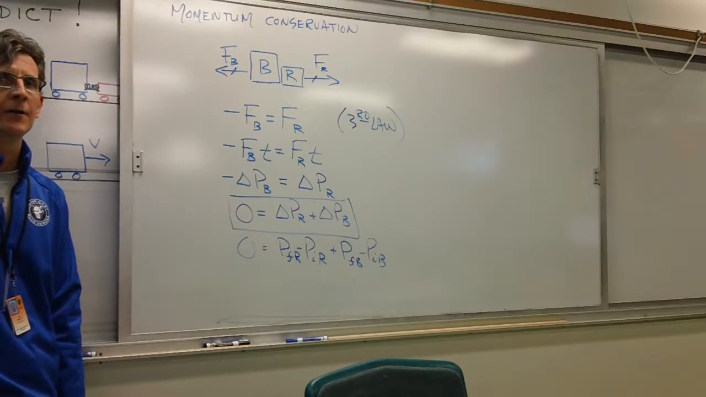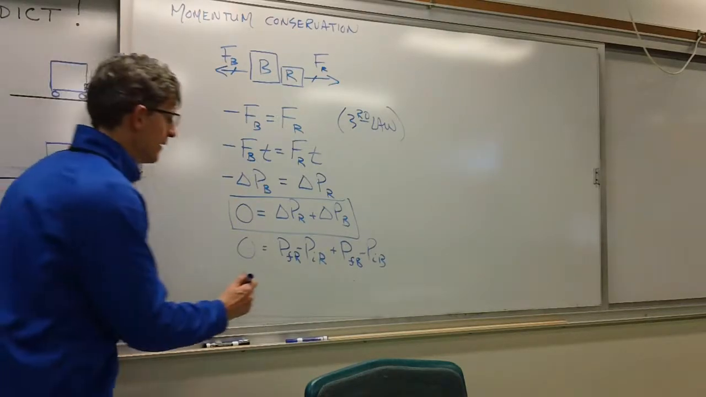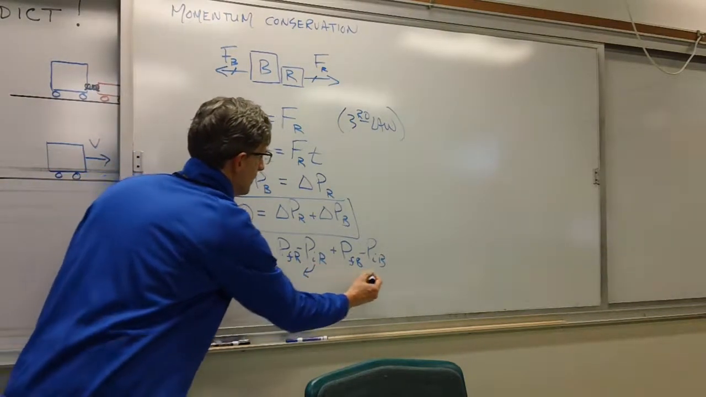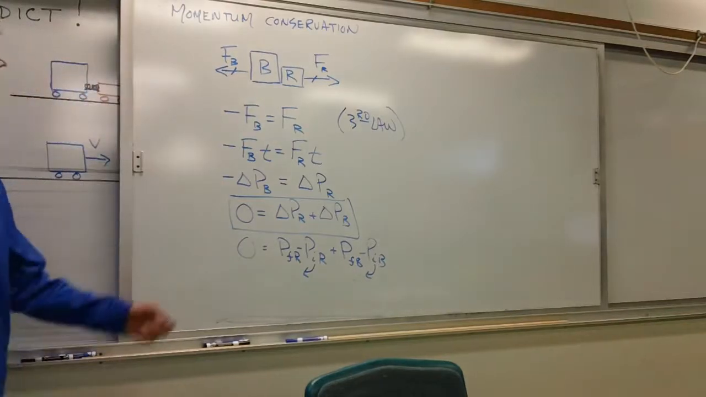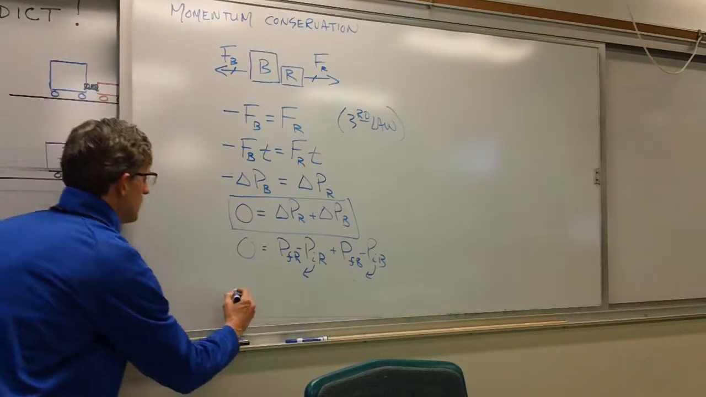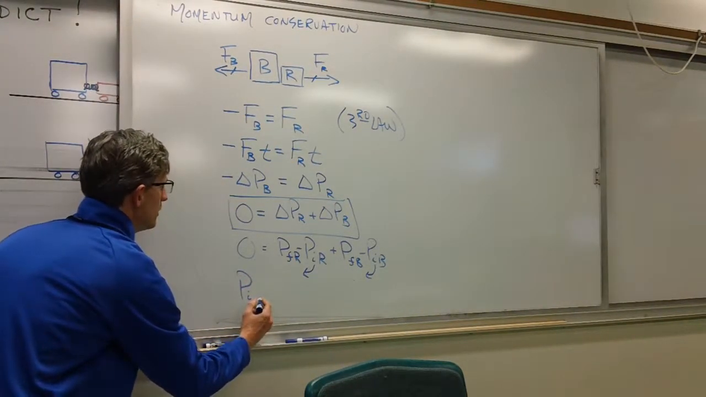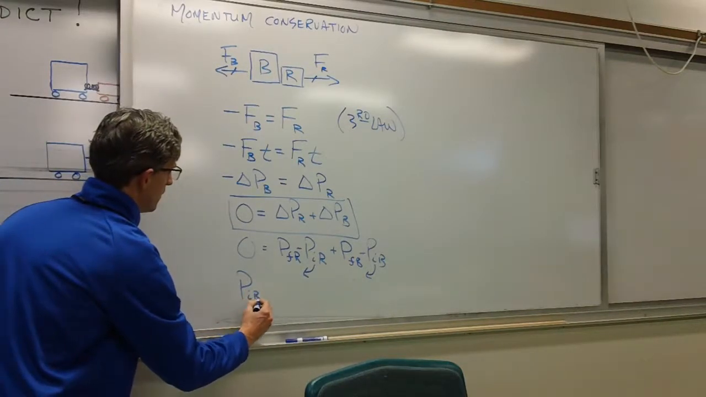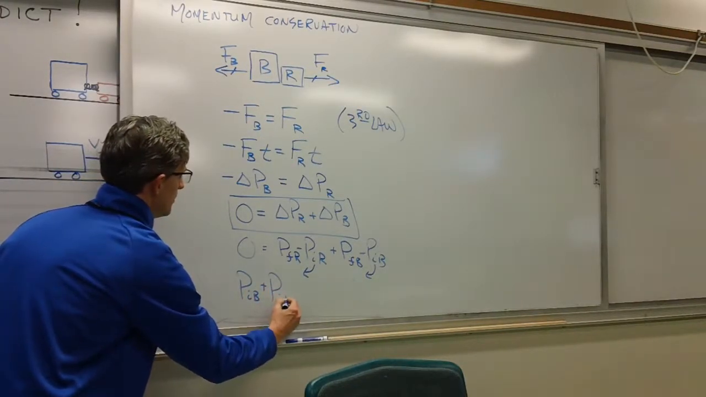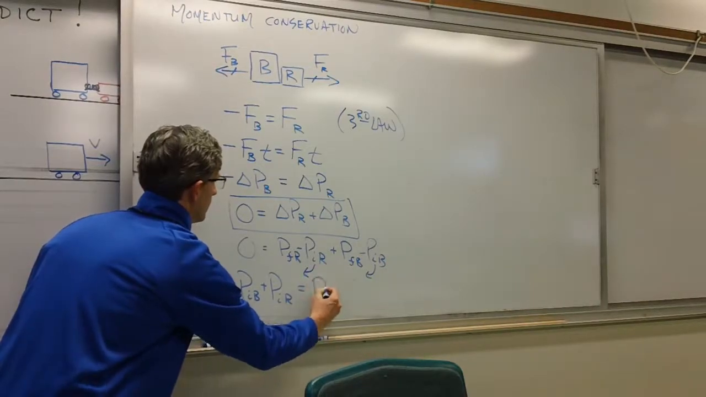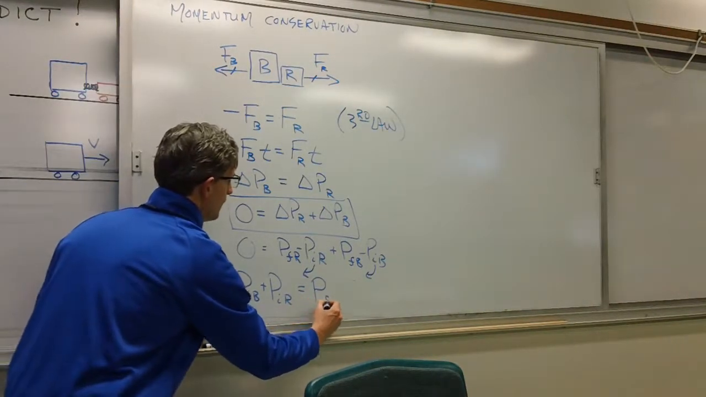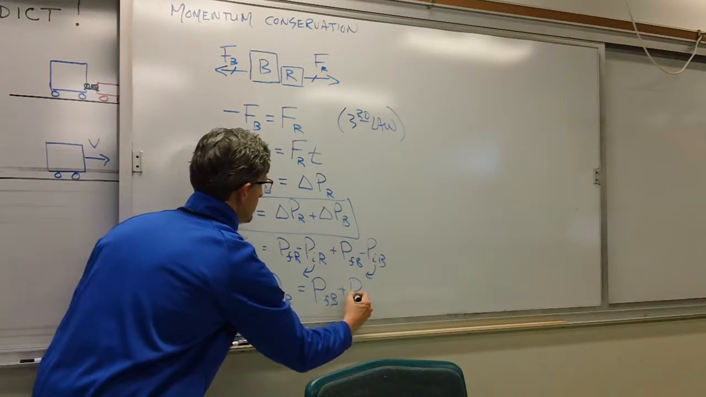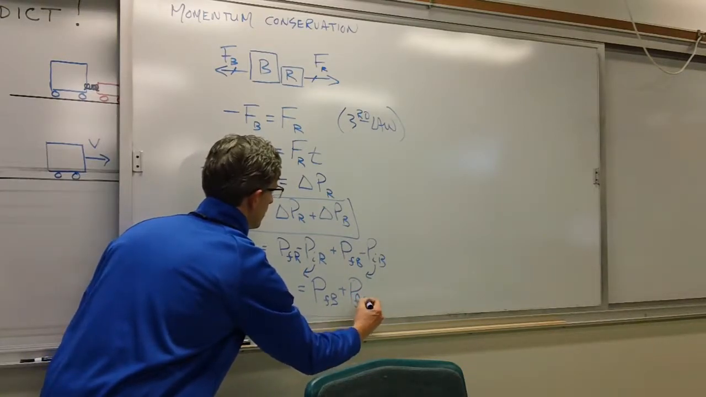And what I can do is bring the initial terms to the left side, like that. So add those to both sides. And you end up with P initial blue plus P initial red equals P final blue plus P final red.